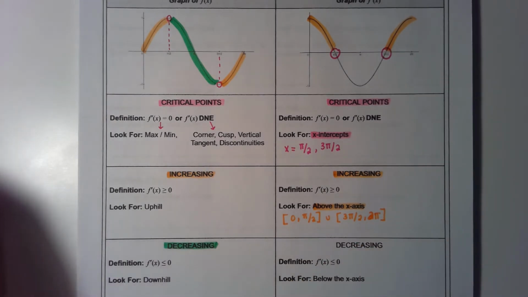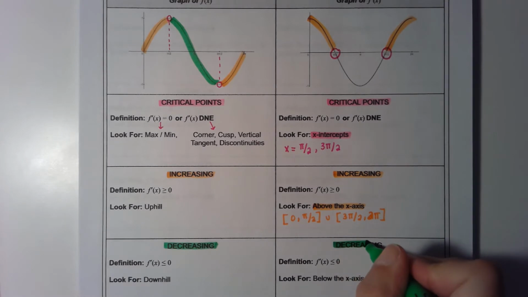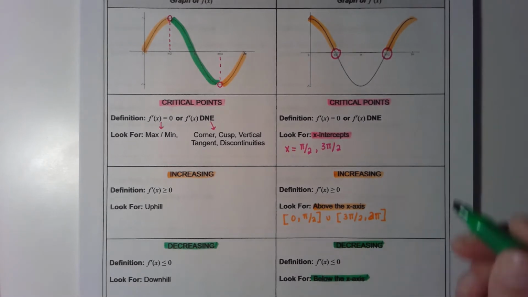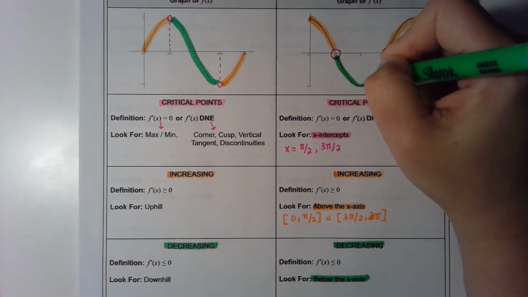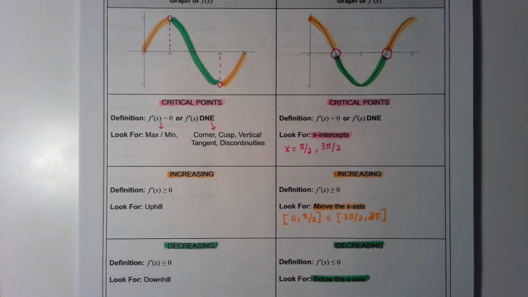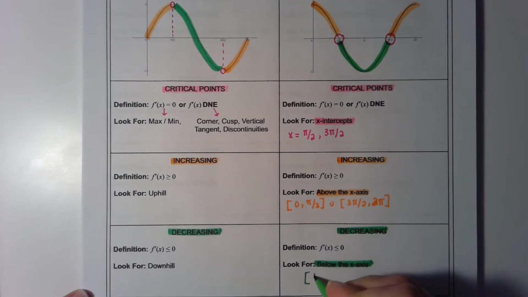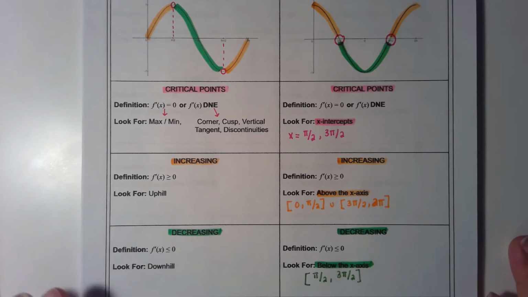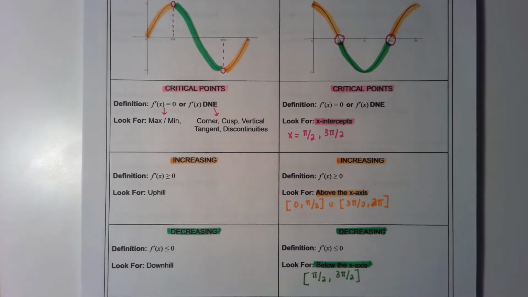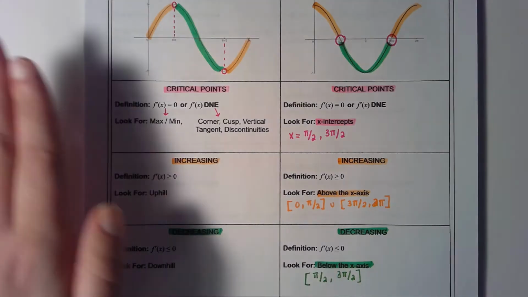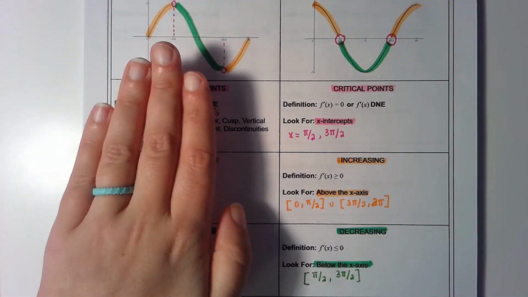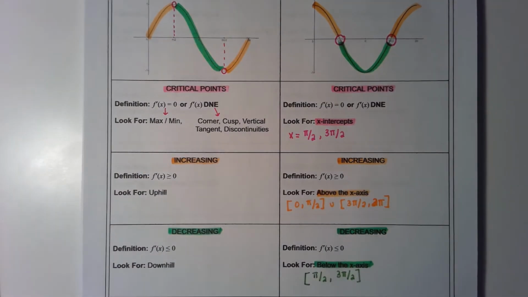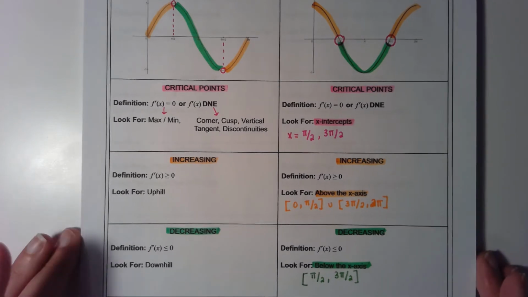And last but not least, decreasing is going to be the places where this graph is below the x-axis, which would be right here in between, which would be from pi over 2 to 3 pi over 2. So again, we're figuring out where the original is increasing, the original is decreasing, the original's critical points by looking at these features on the graph of the derivative.